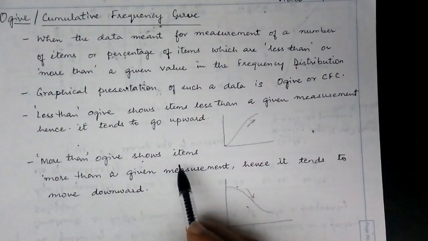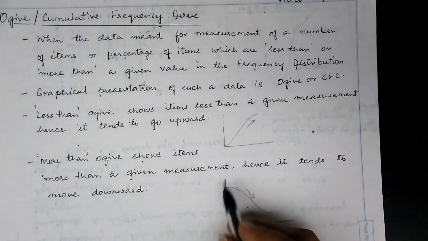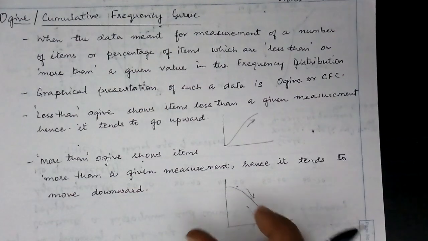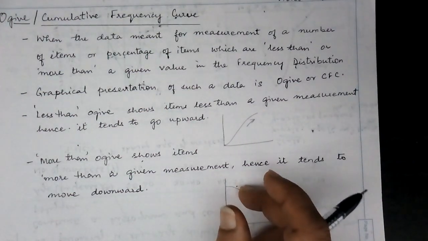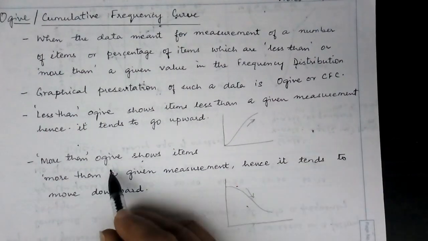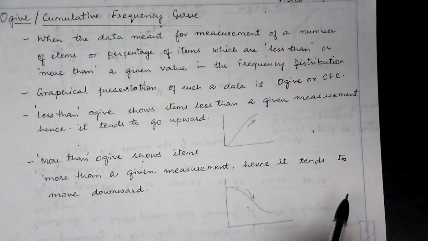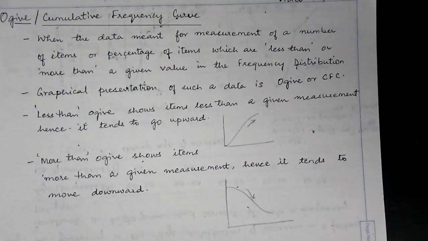In a more than ogive curve, also we have a more than given measurement. Let us again take 40. So if I want to know how many students have scored more than 40 marks in a given test out of 50, then I will be able to better interpret it with the help of a more than ogive. Alright, so this will be more clear as we solve or try to draw an ogive with the example.